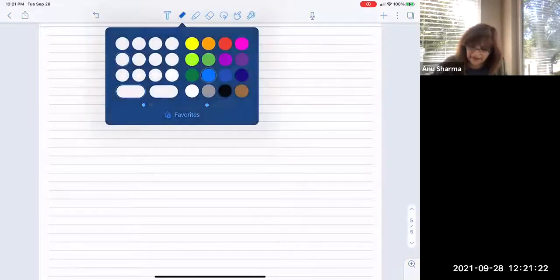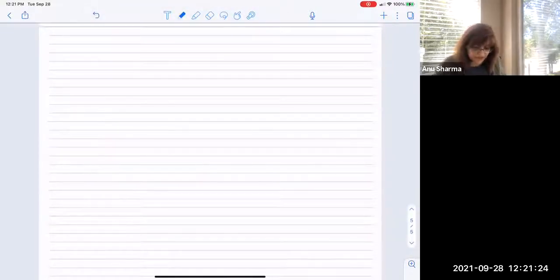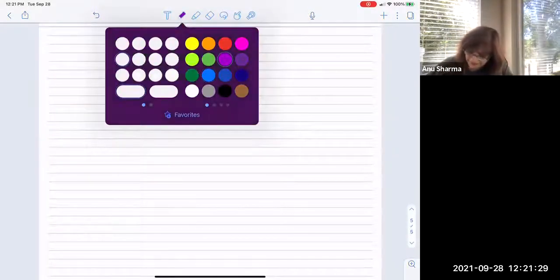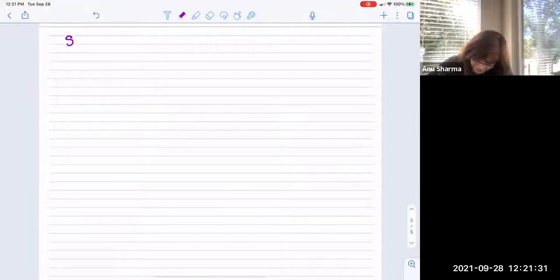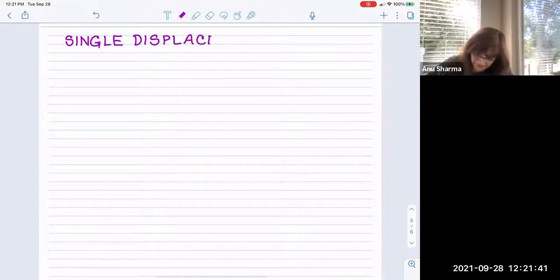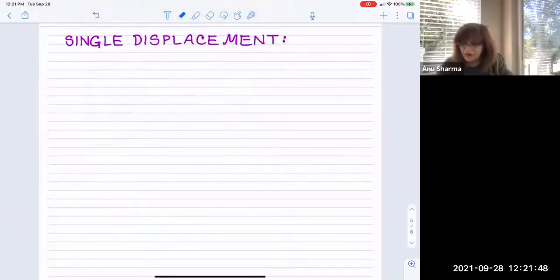Okay, so let's look at these types of reactions now. A single displacement reaction. Single displacement means that one atom displaces the other from the bonded state. So for example, magnesium.